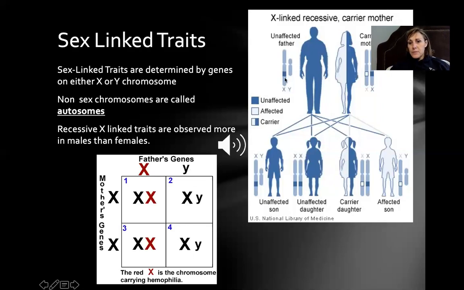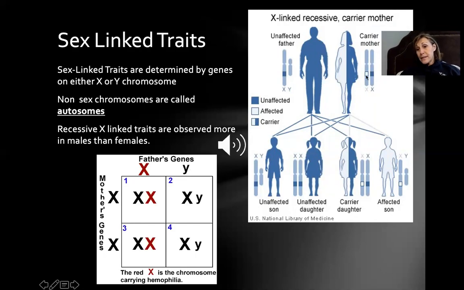Here's another example. Say you had an unaffected father. He did not carry that hemophilia gene. He has the normal gene. The mother is a carrier. So say one of these girls married a normal guy. She's a carrier. She has the normal gene, but she carries the hemophilia. If she had a boy, one of her sons would be unaffected if he got this chromosome here.